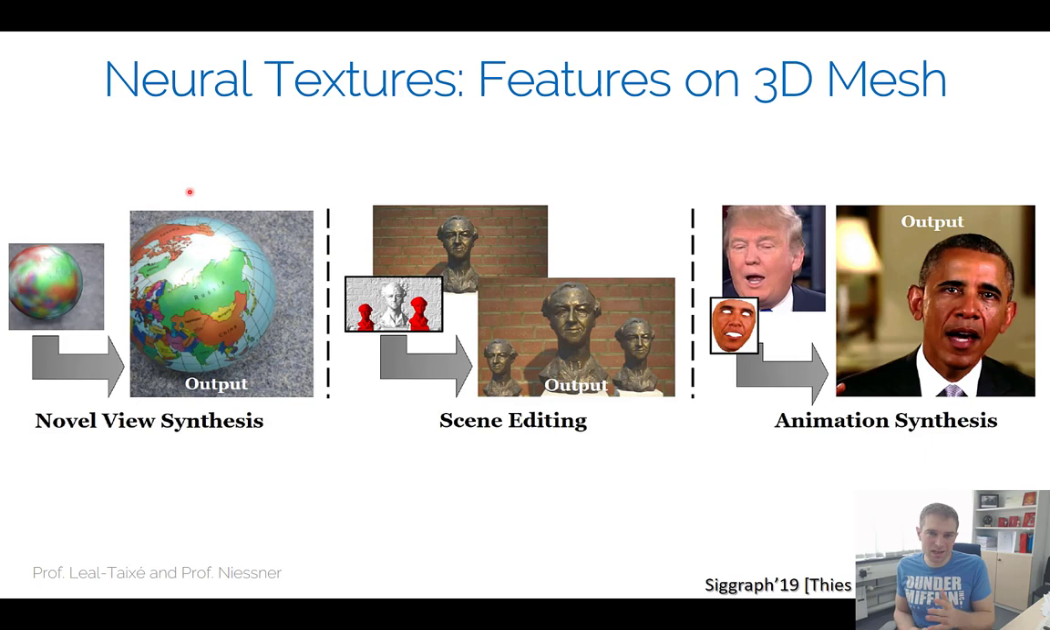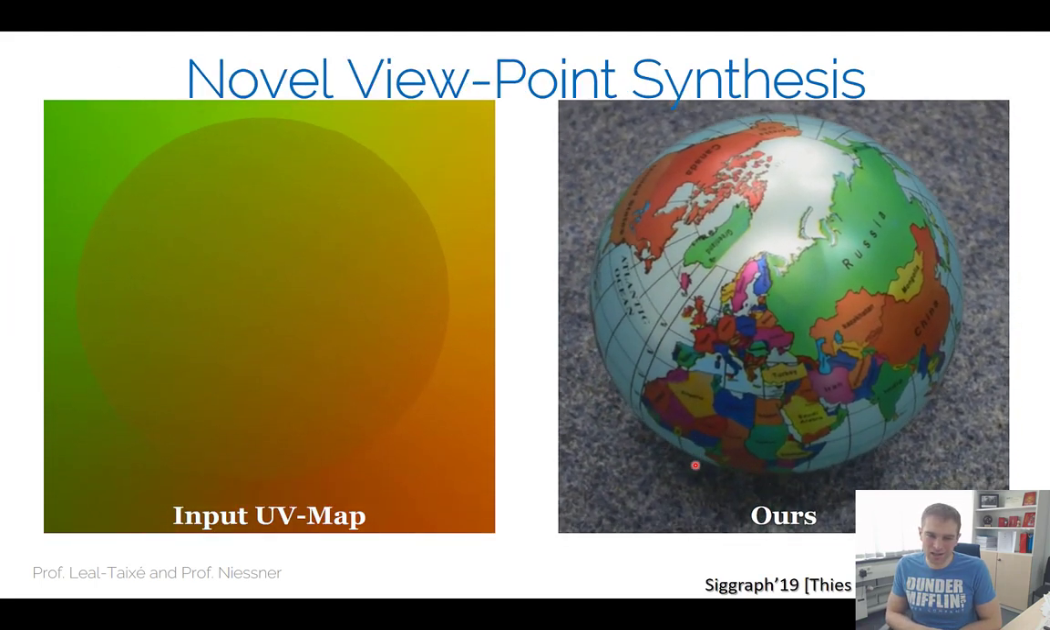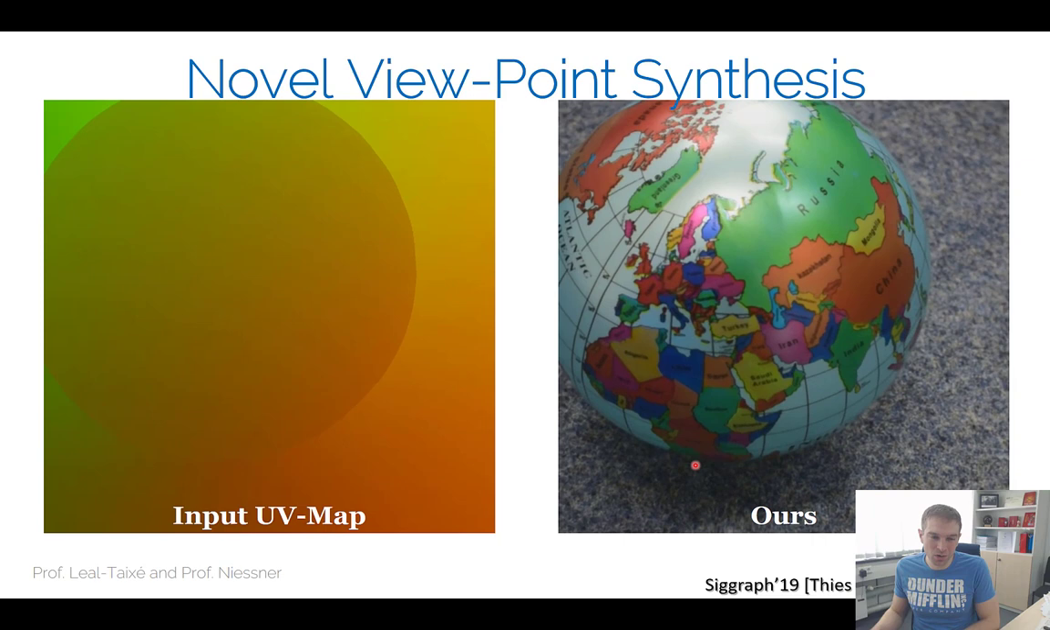And you can apply these kinds of things for a lot of different applications. You can do novel viewpoint synthesis. We've already seen a couple of these. You can do scene editing, so you can simply copy-paste objects with a neural appearance, or you can do animation synthesis and stuff like that. I wanted to show you a few here first. This is novel viewpoint synthesis. This was actually one of the sequences I showed you earlier.